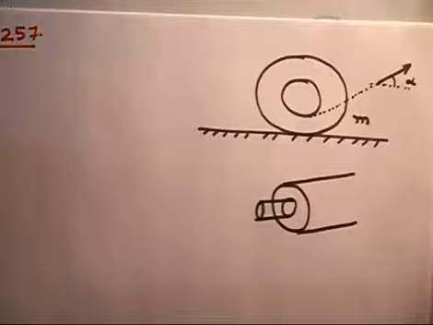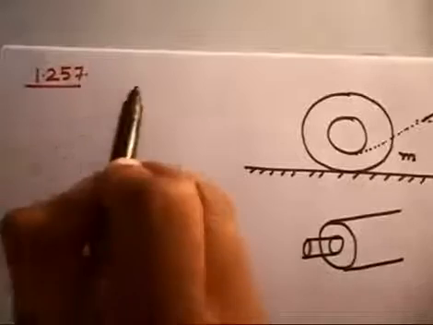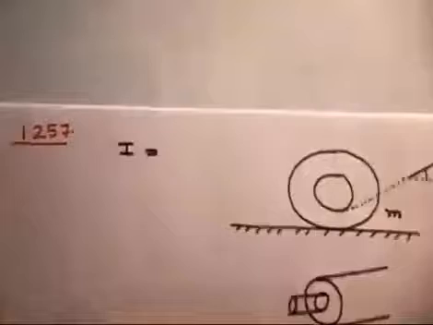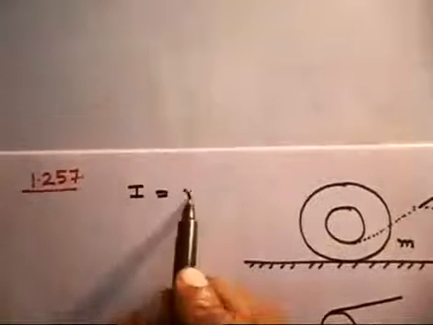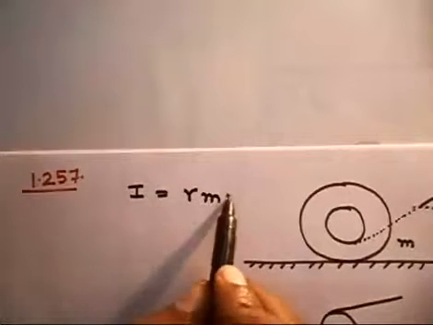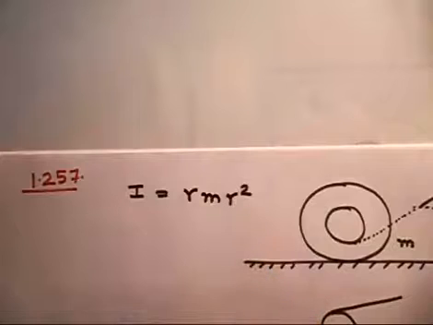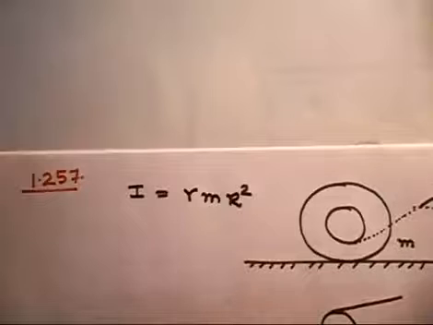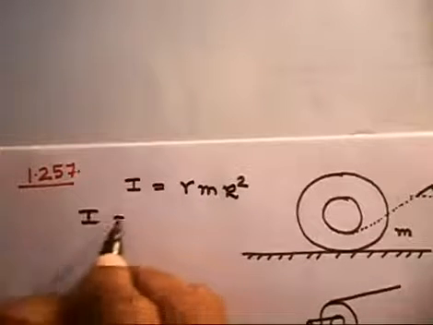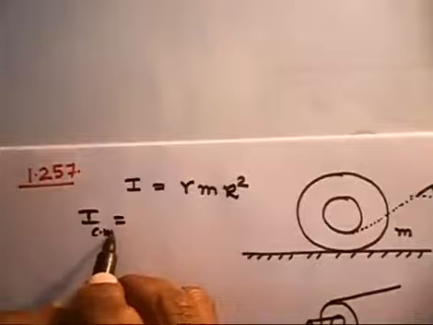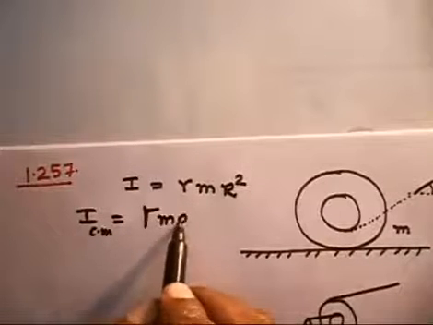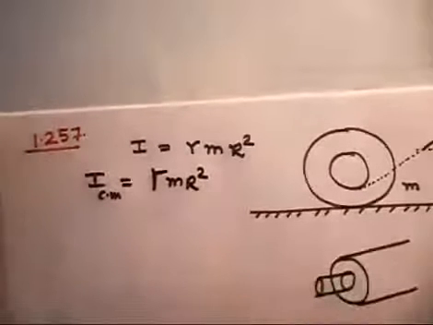Its moment of inertia relative to its own axis is given by I equals gamma times m R square. So let me put capital R, otherwise I will have confusion. So gamma times, so I is I_CM, of course this is about the center of mass, about this axis, gamma times m R square. This is given.